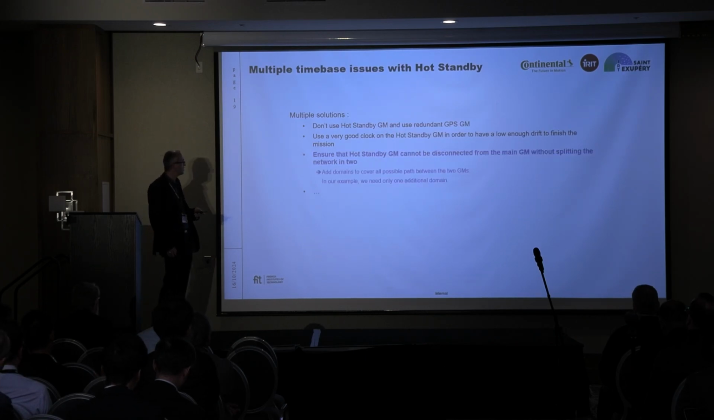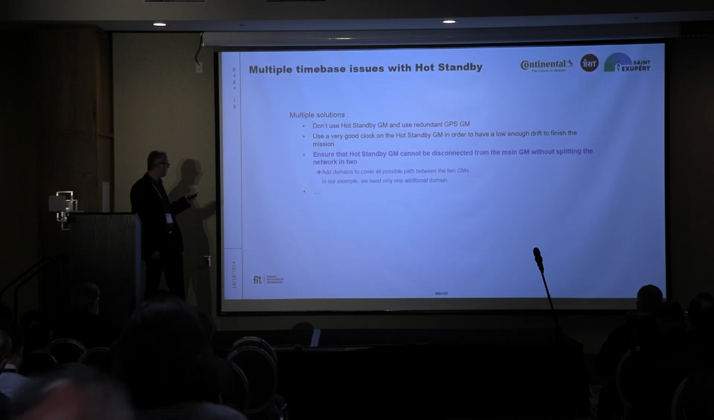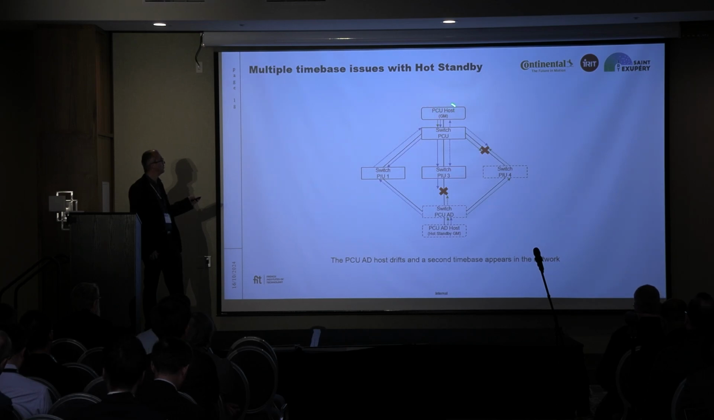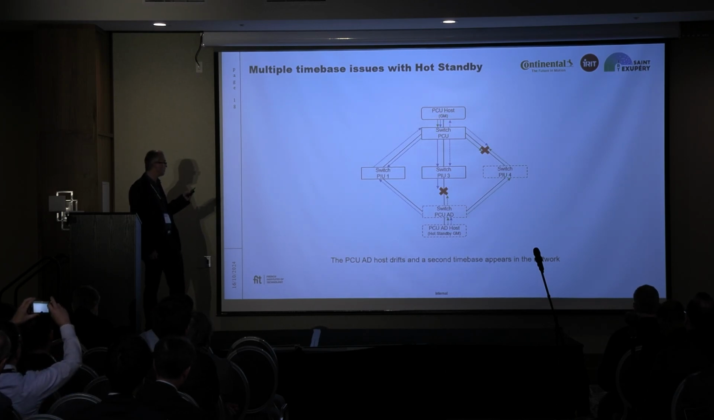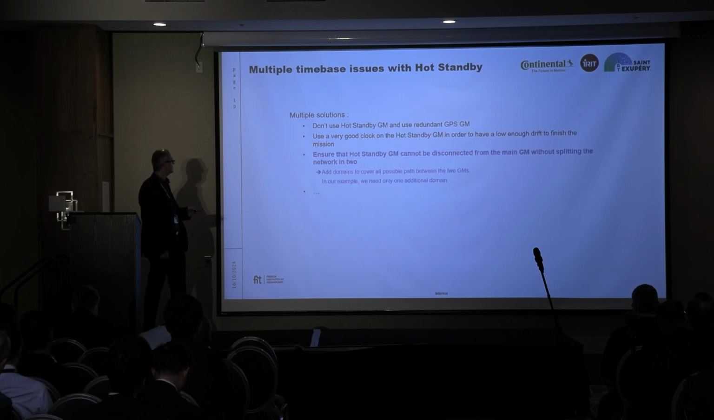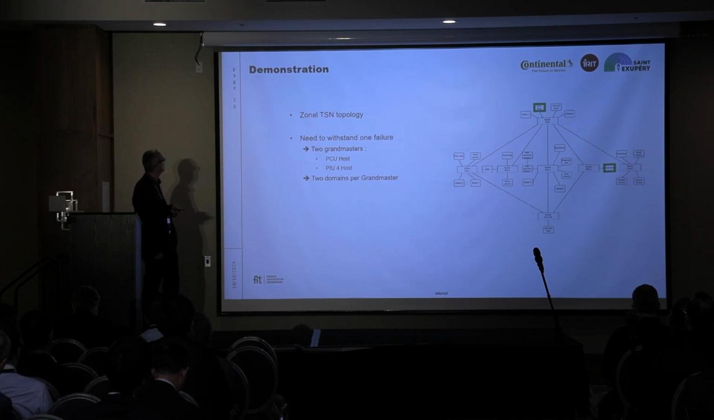And that's what we looked at. So our solution here is to add domains to cover all possible paths between the two GMs. And in our example, just come back for a second, if we would have another domain in the primary grandmaster taking the left path downwards, then we wouldn't have the issue. Then the hot standby GM would still be synchronized to the primary GM. Of course, that's very simplified, but finding that sort of solution in a more complex network can be quite a task. But that's, as I said, what we proposed here, and that's why we have this feedback loop as I have shown before.